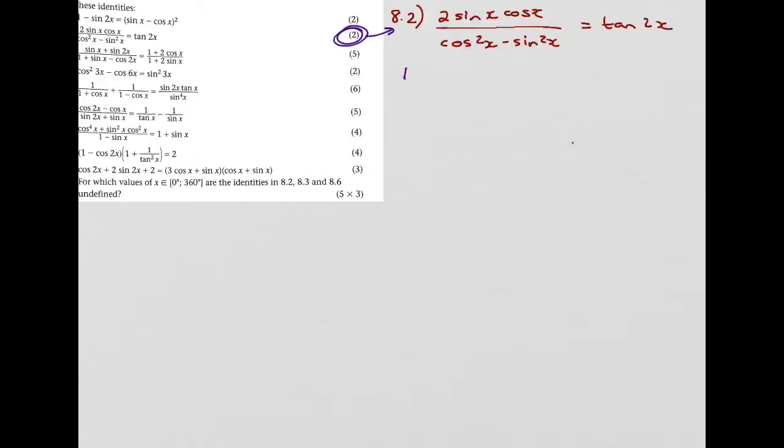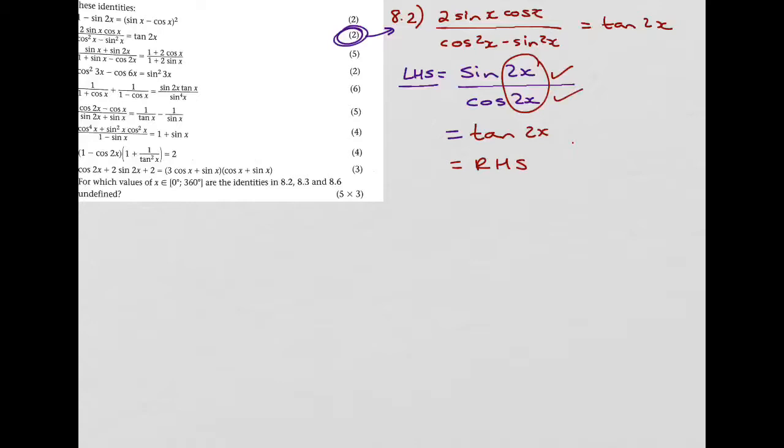And so I'm going to start with my left-hand side, and I recognize at the top 2 sine x cos x is my sine double angle, and at the bottom cos squared minus sine squared is my cos double angle. And when I have the same angle top and bottom, sine over cos, it makes tan 2x, which is my right-hand side. So all you're getting a mark for really is recognizing those two. So 2 marks, and that's it.